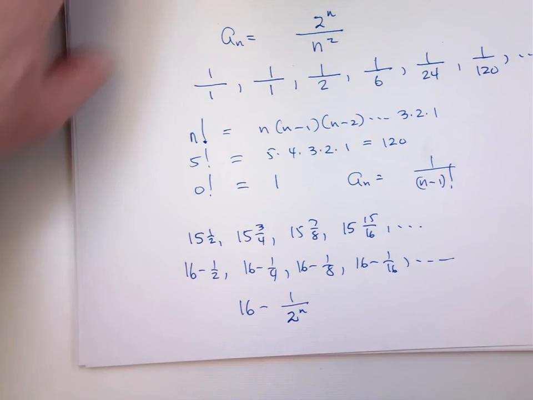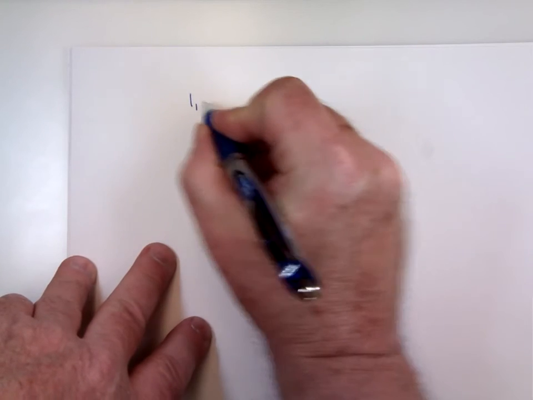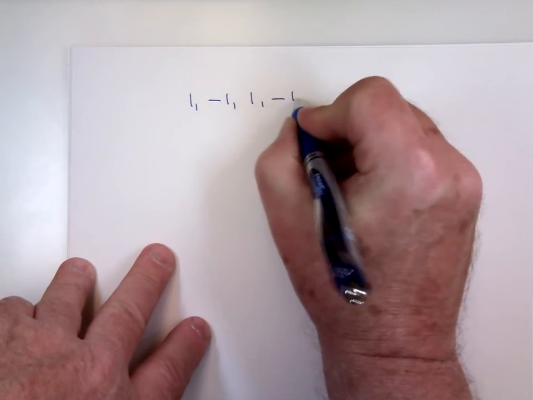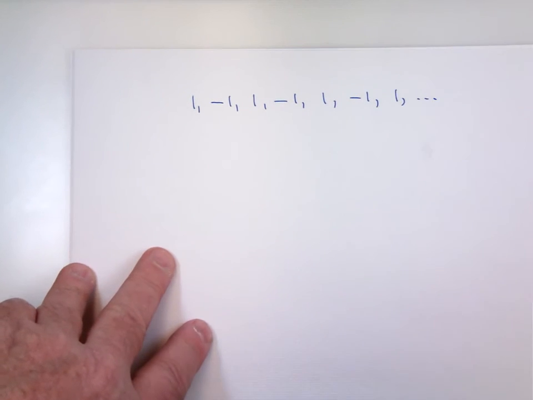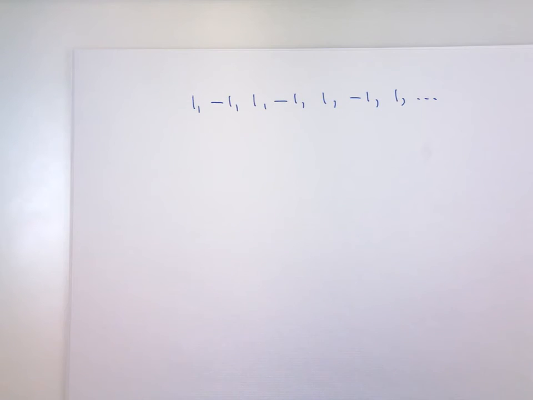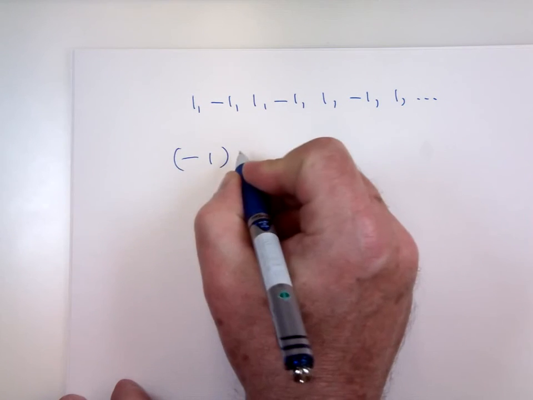All right, there's one other thing you should know before I let you loose here, and that's something like this. Let's suppose you have this sequence. Here's the sequence. Can someone come up with the nth term of this sequence? It's going to be negative 1 to the n plus 1.